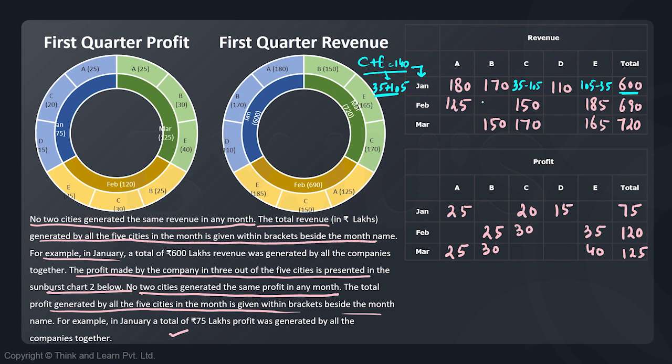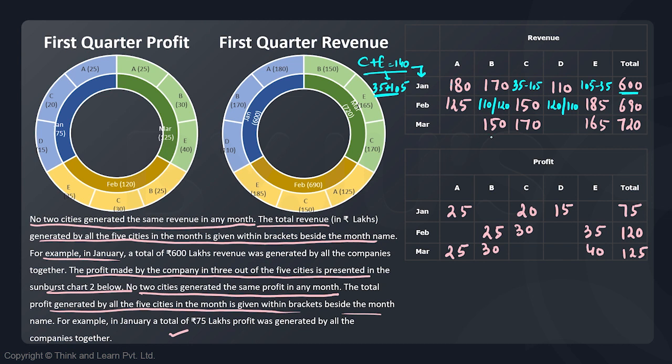So can I say the only possibility is one of them is 110 and the other one is 110? Because otherwise the other possibility is 115 plus 115, but no two of them can be equal. If any one of them goes below 110, that becomes 105. The other one would automatically become 125. That's again a problem. So in February month, these are the only two possibilities.